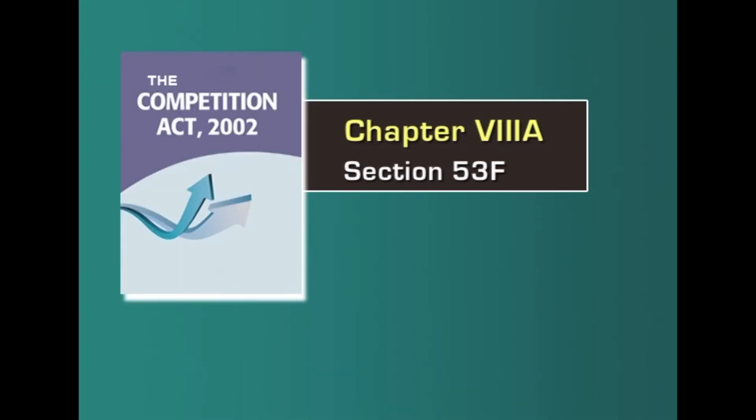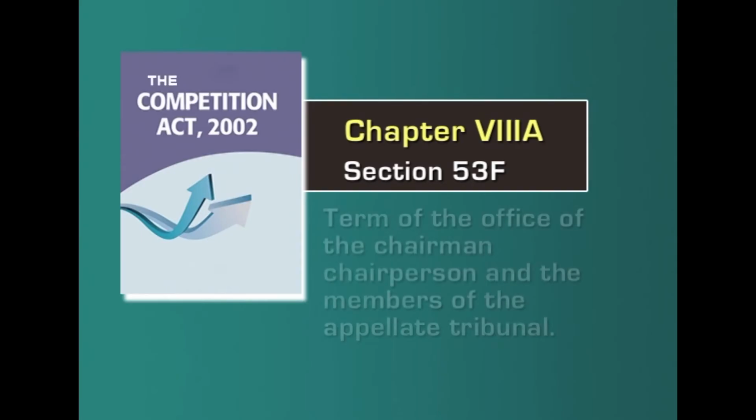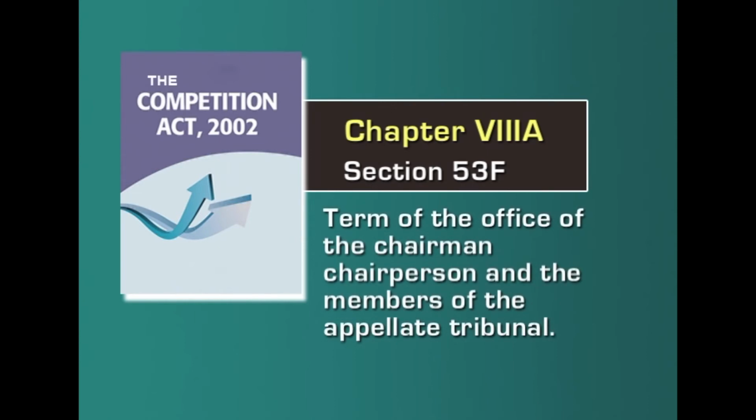Moving on to section 53F. As I said, whenever you appoint a statutory body, authority or persons, they need to have a tenure, they need to have a pay, they need to have a term in which they are going to sit and work as functionaries of the government. It is under these provisions that these details are laid down. Section 53F talks about the term of the office of the chairperson and the members of the appellate tribunal.